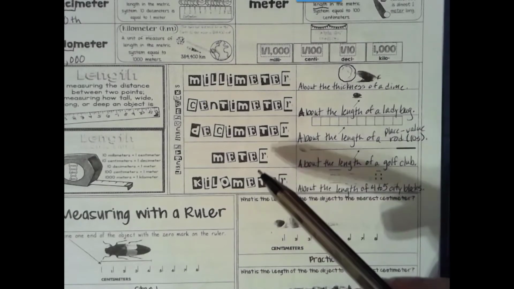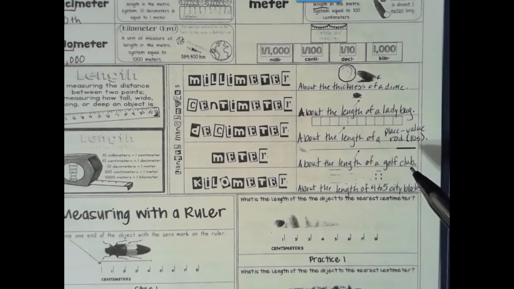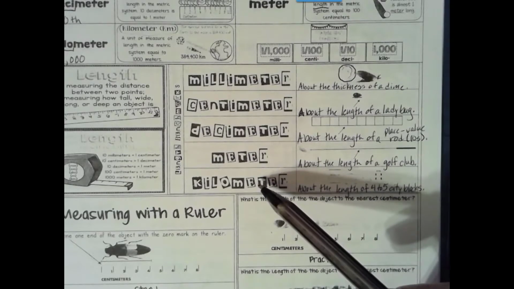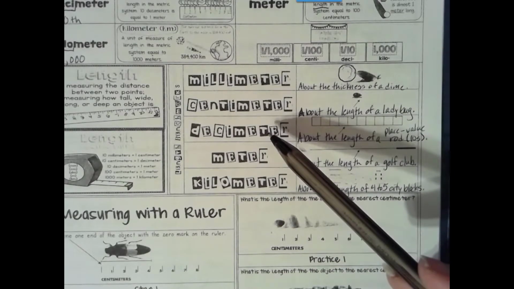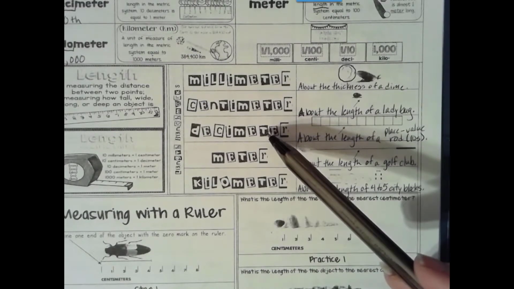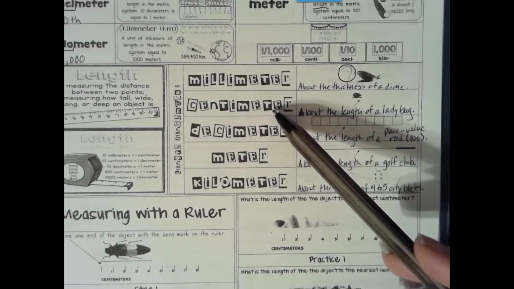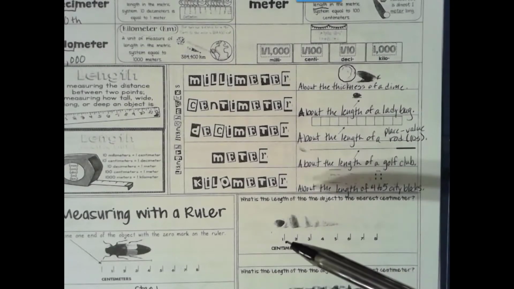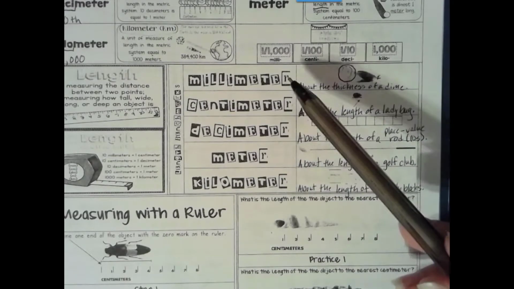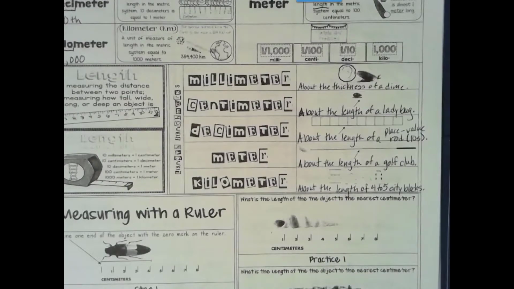So that would be 1,000 meters. 1,000 golf clubs put end to end, or baseball bats. So that would be 10,000 place value rods. That would be about 100,000 ladybugs end to end. That would be 1,000,000 dimes stacked. So it's a very long distance. So this is going from the least measurement to the greatest measurement.